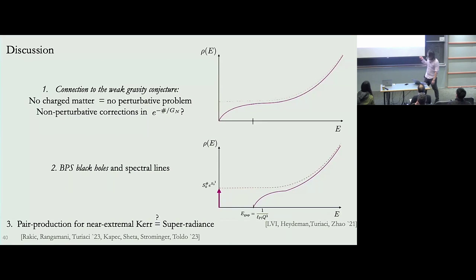So perhaps this suggests that one needs to look deeper for motivations for the weak gravity conjecture at non-perturbative corrections in e to the -1 over G Newton, such as the wormhole corrections that were used for the violation of global symmetries.